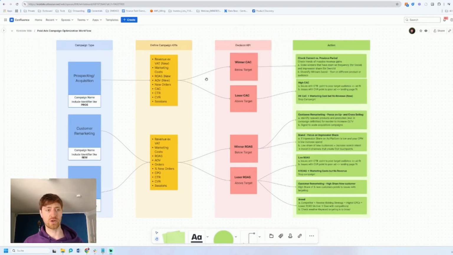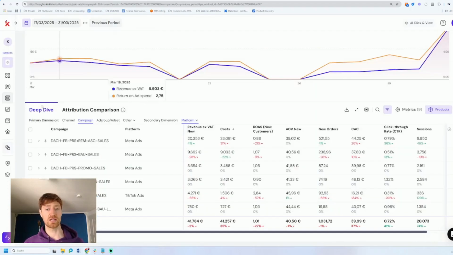Take action for our prospecting campaigns. We will look at those winner campaigns based on a customer acquisition cost below 50 euros and those loser campaigns where our customer acquisition cost is above the target of 50 euros. The first thing we will check is for the current period we select, which is the 2 weeks, against the comparison period if we have massive gains in revenue or massive losses in revenue.